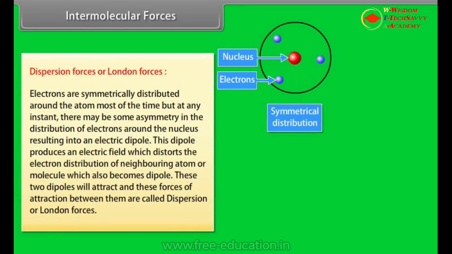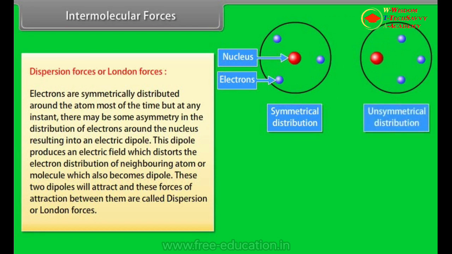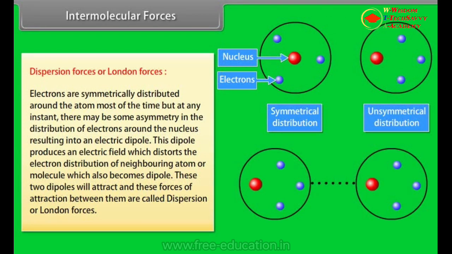Electrons are symmetrically distributed around the atom most of the time, but at any instant, there may be some asymmetry in the distribution of electrons around the nucleus, resulting in an electric dipole. This dipole produces an electric field which distorts the electron distribution of a neighboring atom or molecule, which also becomes a dipole. These two dipoles will attract, and these forces of attraction between them are called dispersion or London forces. It occurs in non-polar molecules and even noble gases.